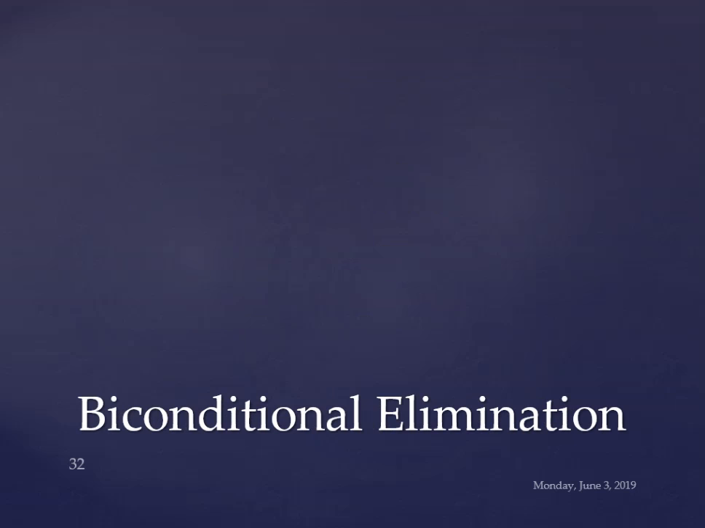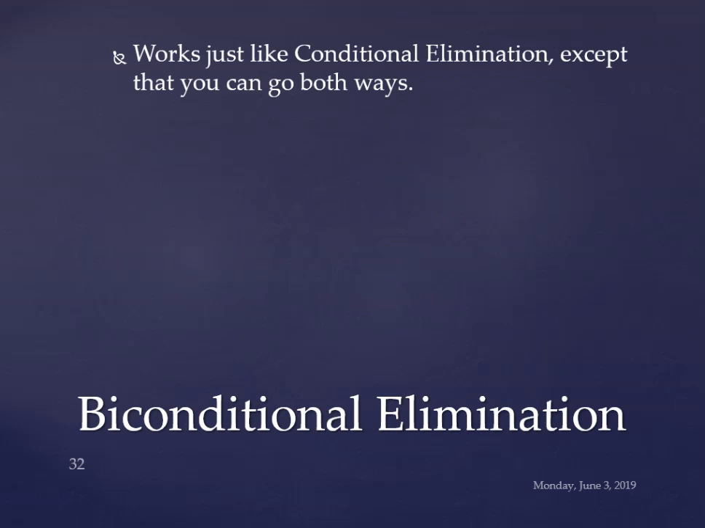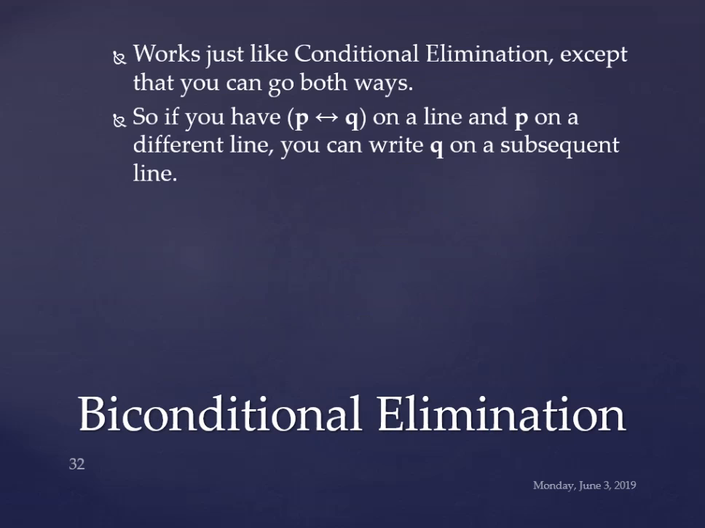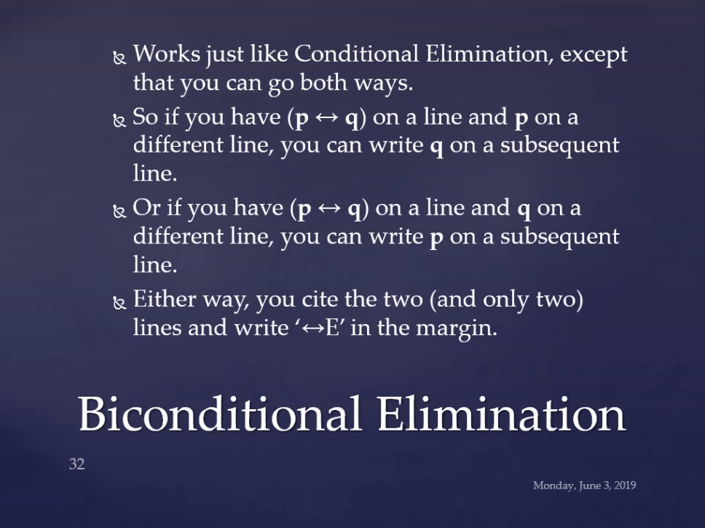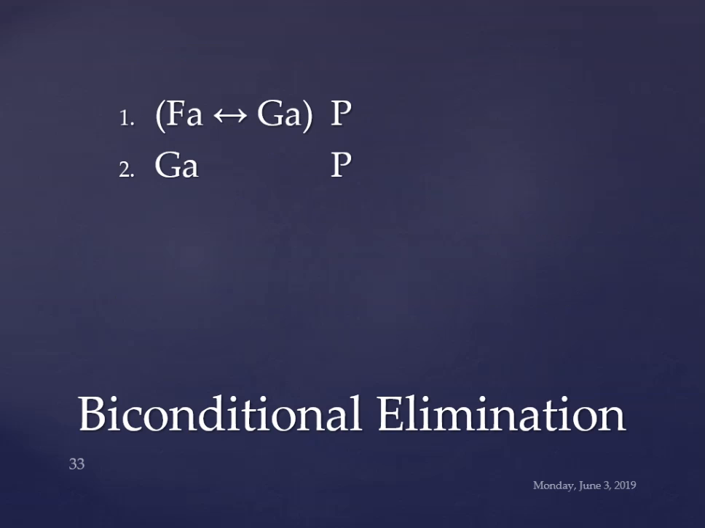Biconditional elimination is just like conditional elimination, except that you're allowed to go both ways. So suppose you have P double arrow Q on a line, and you have P on a different line. Then you can write down Q on a subsequent line. Or similarly, you have P double arrow Q on a line and you have Q on a different line, then you can write down P on a subsequent line. Either way, you have to cite two and only two lines and write double arrow E in the margin.